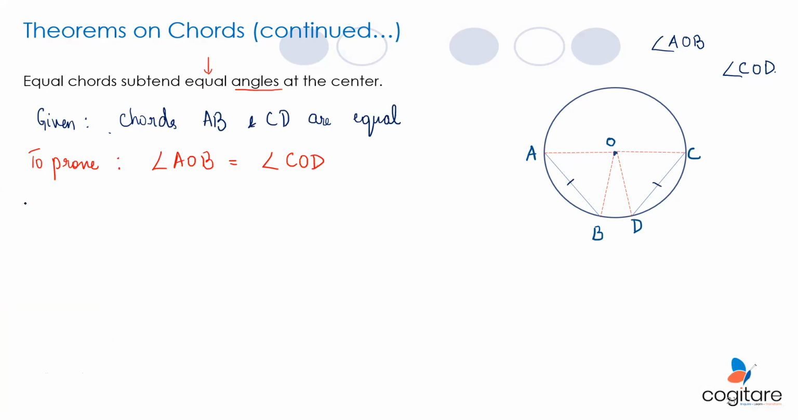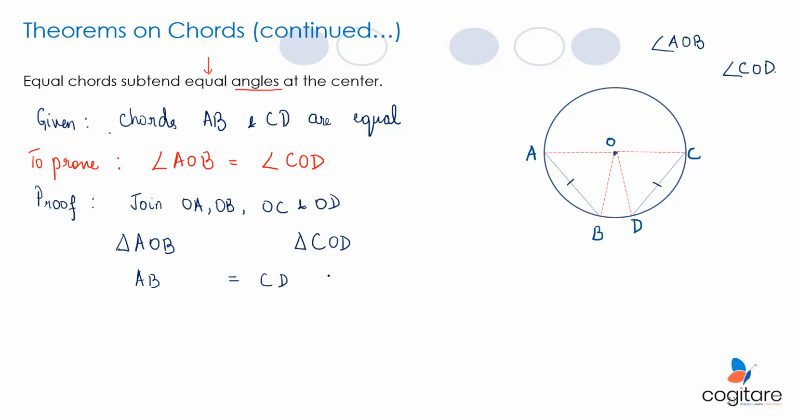Okay, let's jump on to the proof. Now here, the first thing we will do is we'll join OA, OB, OC, and OD. So it forms two beautiful triangles. Let's see if these two triangles are congruent. Triangle AOB and triangle COD. What can you say about the sides? We definitely know that AB is equal to CD, right guys?